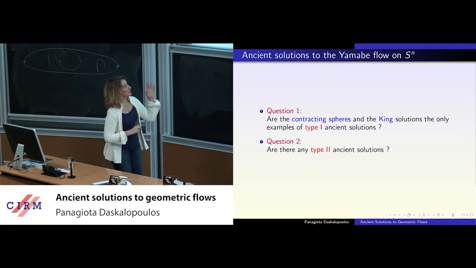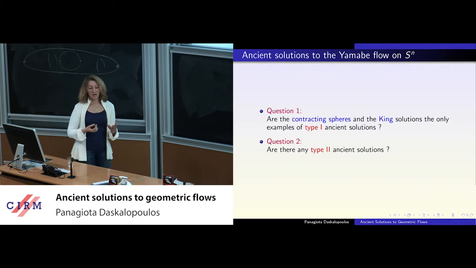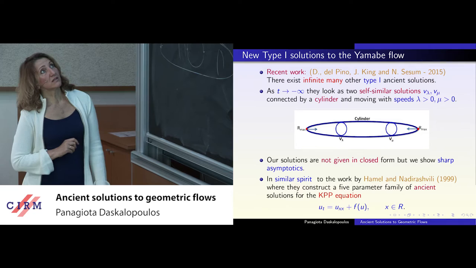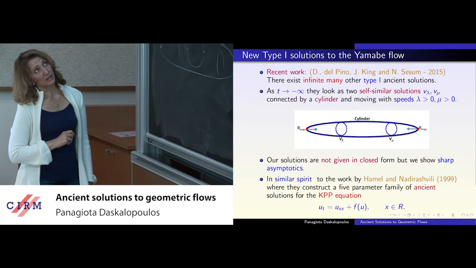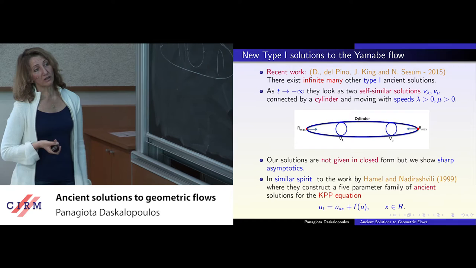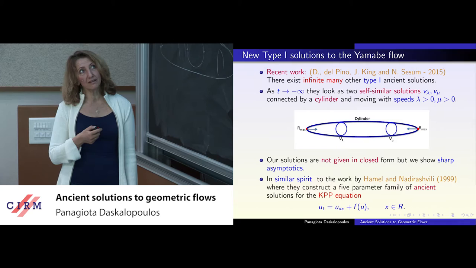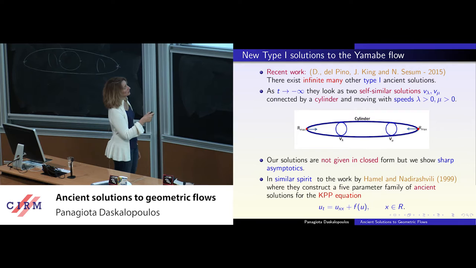And you may ask again the same questions. Are these the only type 1 solutions? Are there any type 2 solutions? The answer to both of these questions is no. In both cases, you have many other examples. And in a recent work jointly with Manuel, King and Sesum, we actually found that there are many more solutions. Again, they look like that, but now they are solitons that are different ones. They move with different speeds.